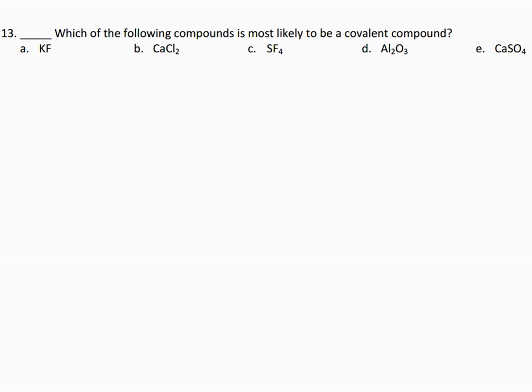Which of the following is most likely to form a covalent compound? Same kind of question again. It's asking for a covalent compound, so really what it's asking for is two nonmetals. If you look right there, K is a metal. Ca is a metal. Aluminum's a metal. Calcium's a metal, because when you take the test, you have a periodic table. So SF4 would have to be a covalent compound. So that's what you're looking for.